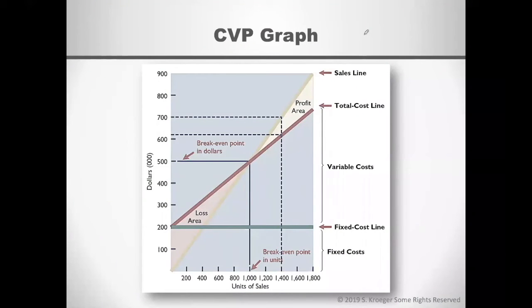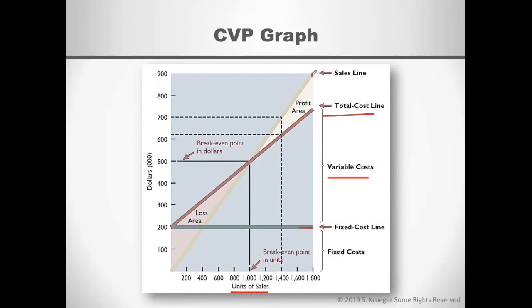These last few slides, we're going to bring all this information together. This is the CVP graph, and remember CVP stands for cost, volume, profit. This is just a visual of all the formulas you just calculated. Take a moment to look at this. At the bottom, we have the sales. On the side, we have dollars. Here's our fixed costs. Then we have our variable costs. When you add them together, we get our total cost.